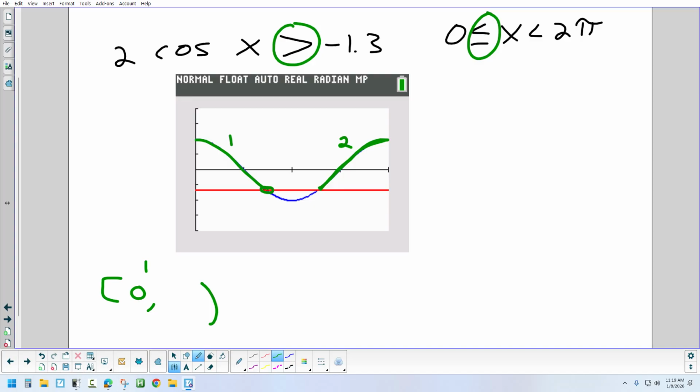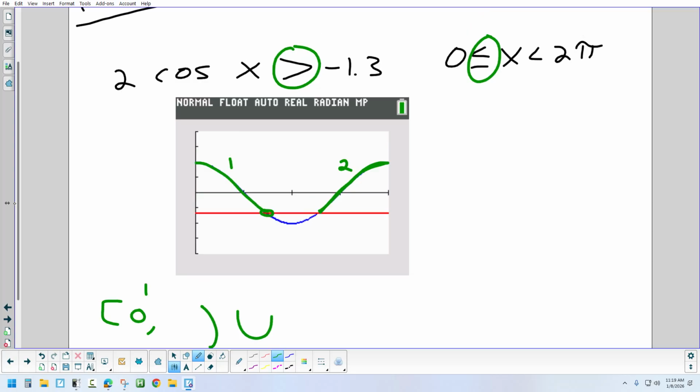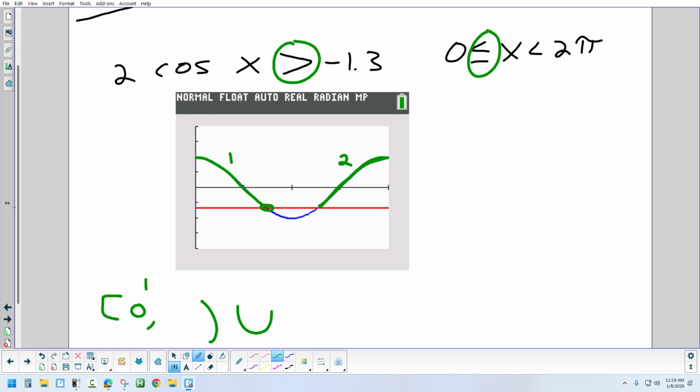Yeah, the U. This means or. So where is 2 cosine x greater than negative 1.3? It's going to be here, which we need to finish, or it's going to be over here. So let's start with interval 2. Can I include where interval 2 starts? No. We can't include it because it says it has to be above the red line.